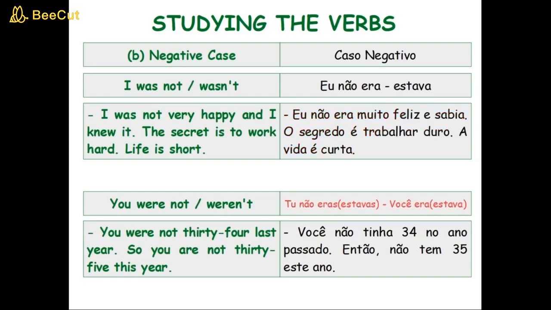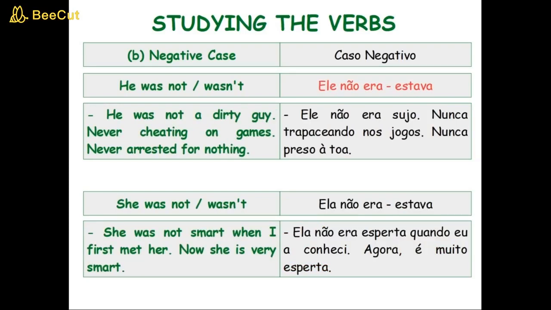You were not, weren't. You were not 34 last year, so you are not 35 this year. He was not, wasn't. He was not a dirty guy, never cheating on games, never arrested for nothing. She was not, wasn't. She was not smart when I first met her. Now she is very smart.